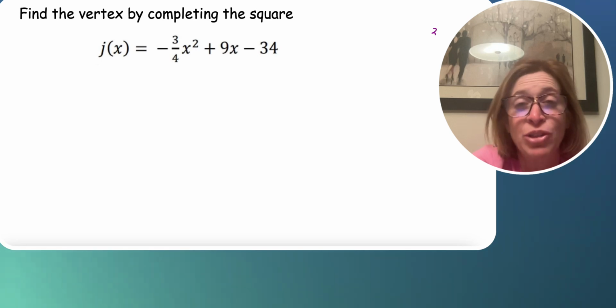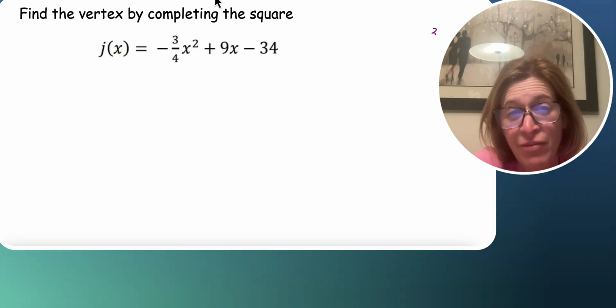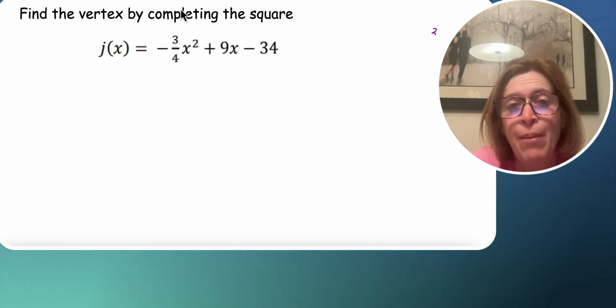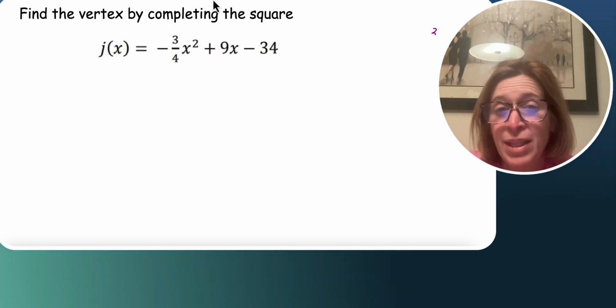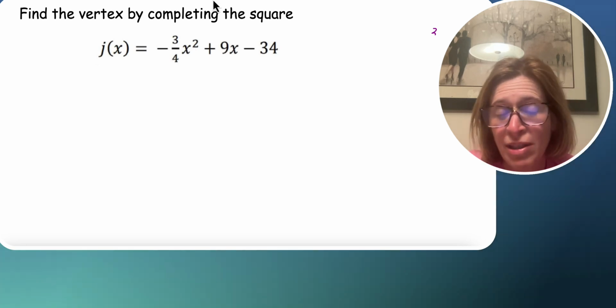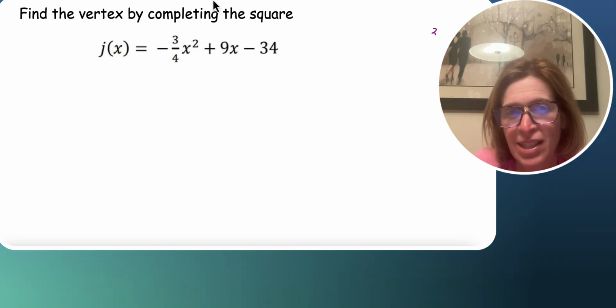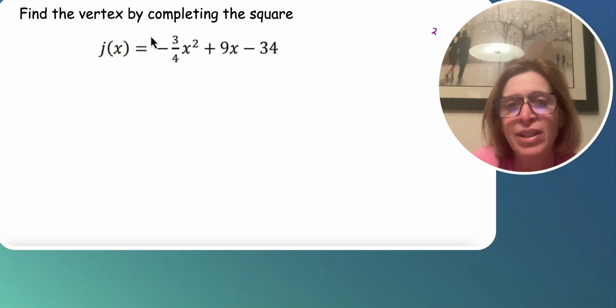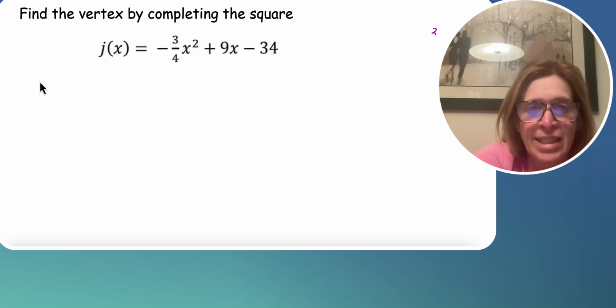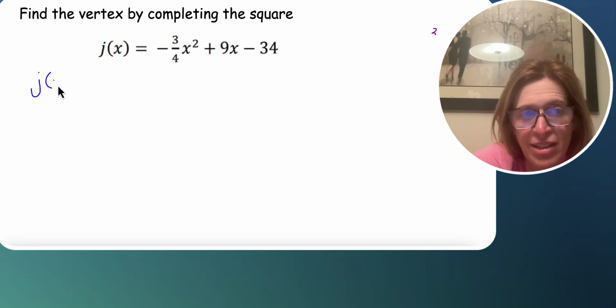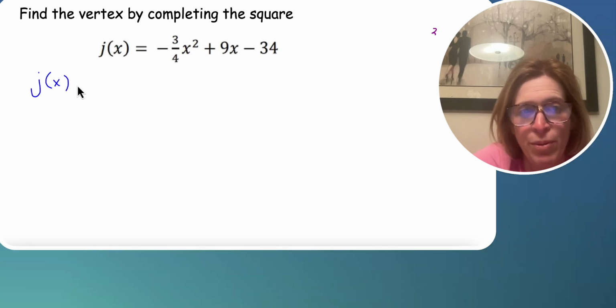So now there's lots of ways to complete the square of a function, but I'm going to use the method that I feel the most comfortable with. It might not be the way that your teacher shows you how to do it, so just be cognizant of that. So I actually leave it as a function, so I leave j of x in my equation, and I bring my constant to the other side. So that means I would add 34 to both sides.